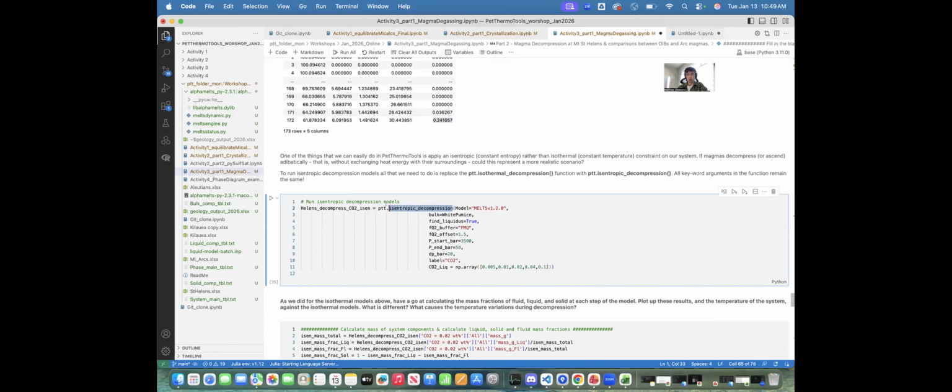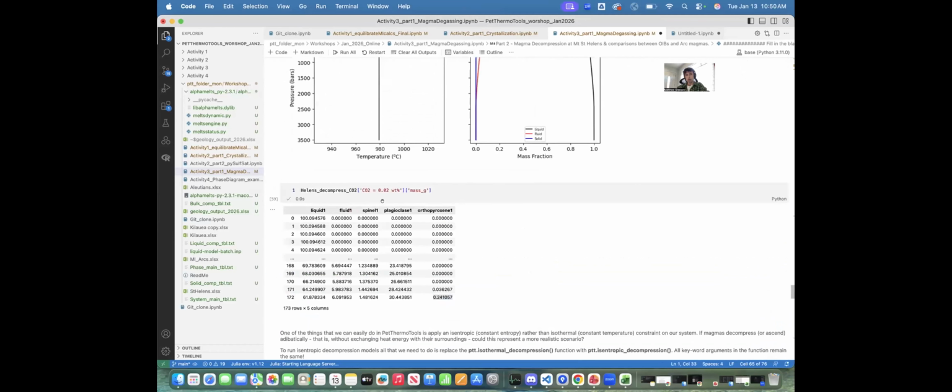In terms of the initial stages of magma decompression in the lower crust, maybe isentropic is more appropriate, with isenthalpic maybe being more appropriate in the upper part of the crust. Or maybe it's something in between the two, and we don't really know. But yeah, I'll leave that there.